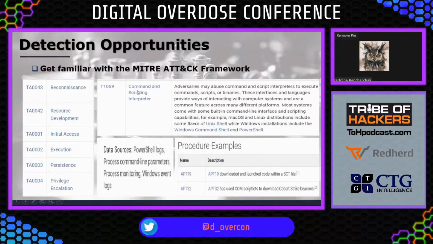For example, the data sources to look at to find command and scripting interpreter techniques are PowerShell logs, process command line parameters, process OS API execution, Windows event logs, etc. And they even provide procedure examples of previous attack groups using this same technique.